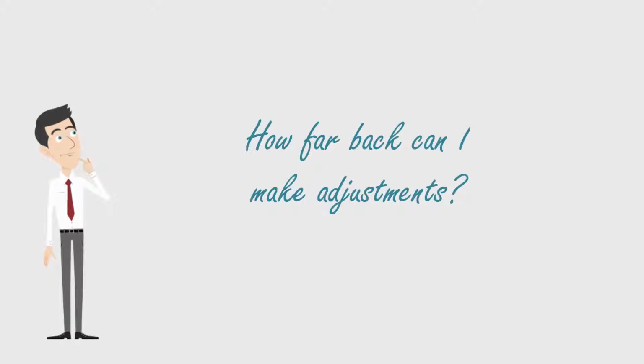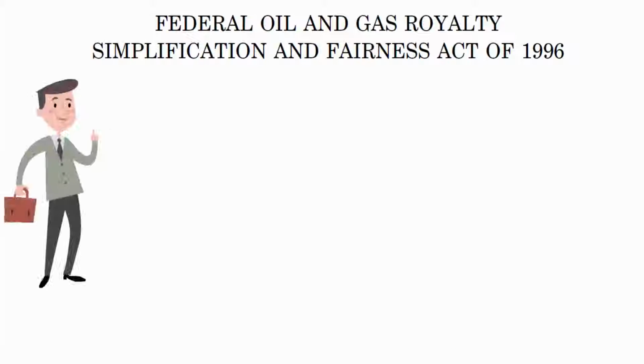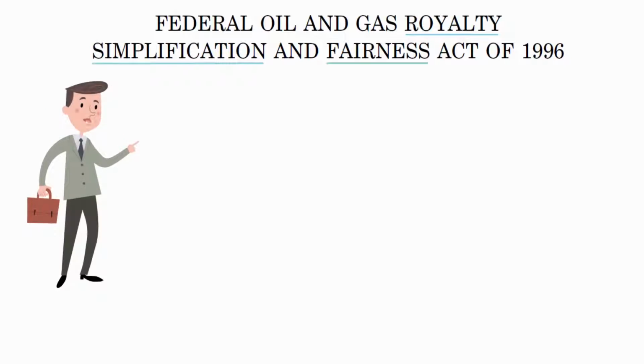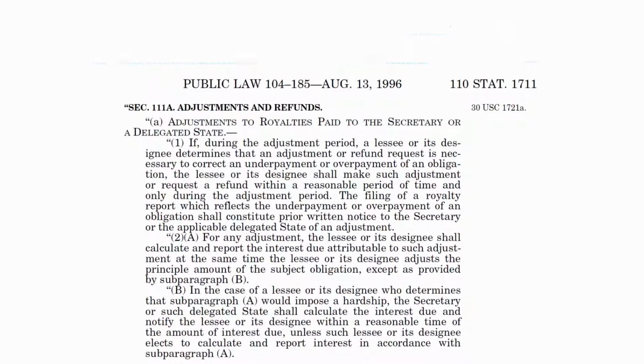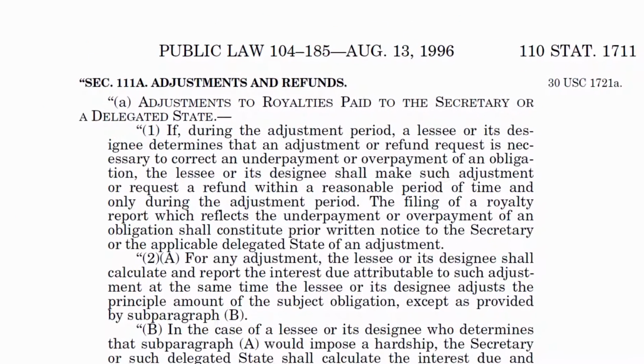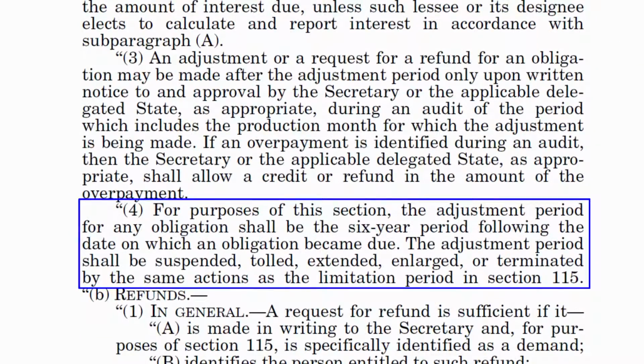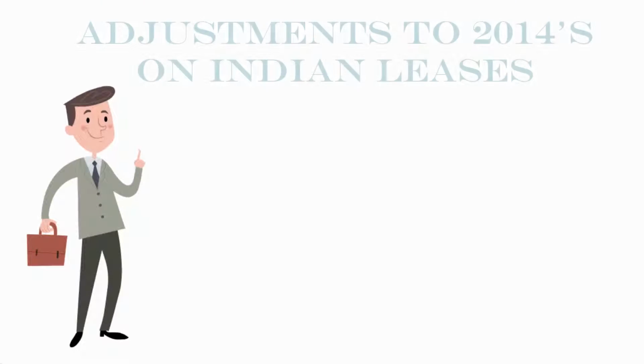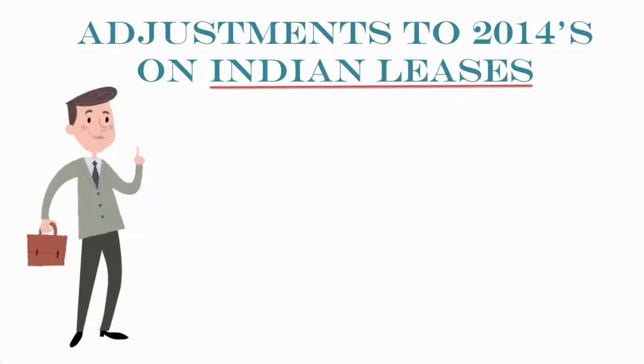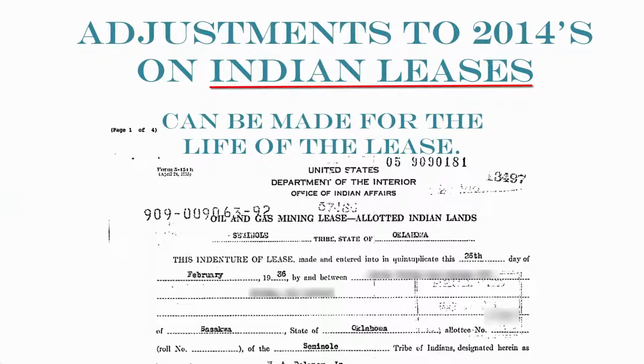How far back can I make adjustments? According to the Royalty Simplification and Fairness Act of 1996, adjustments to a 2014 for federal leases must be made within 6 years of the obligation due date unless there is a tolling agreement. Adjustments to your 2014s for Indian leases can be made for the life of the lease.